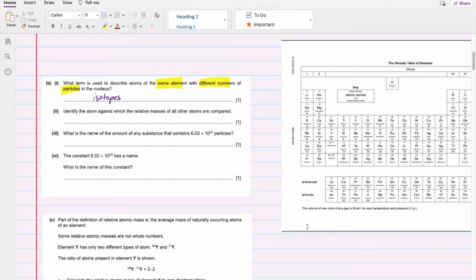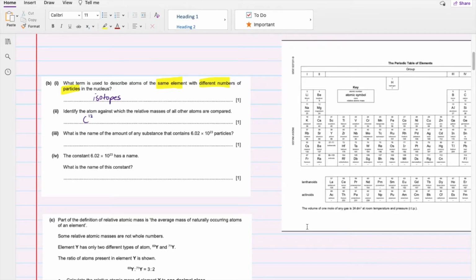Identify the atom against which the relative masses of all other atoms are compared. This is also a fact that you're supposed to know. So all these elements, they're compared to one atom, and that is carbon 12.